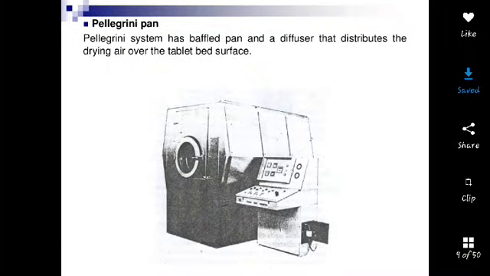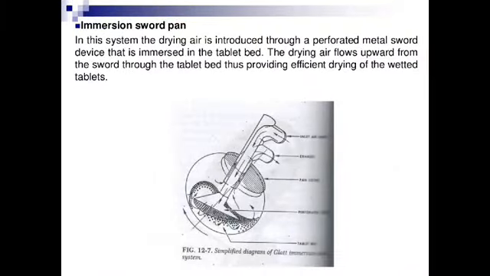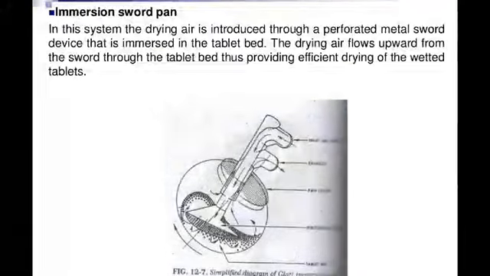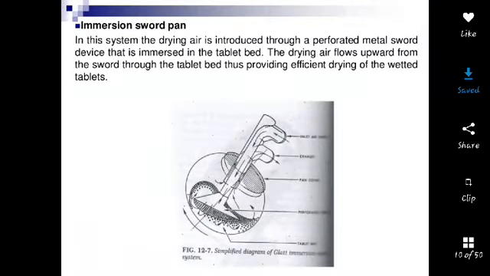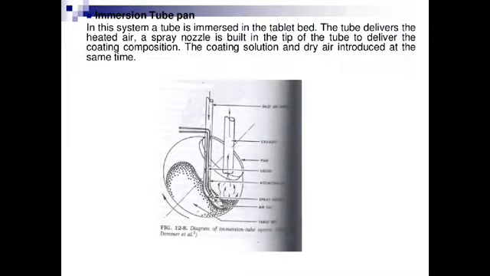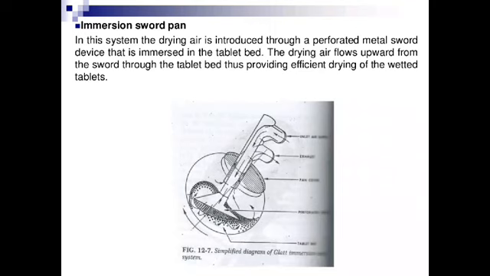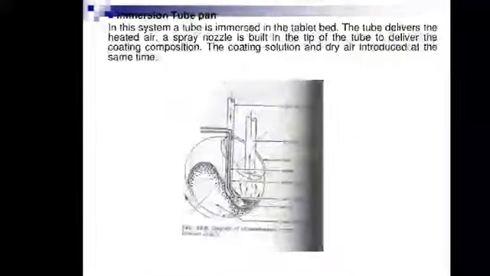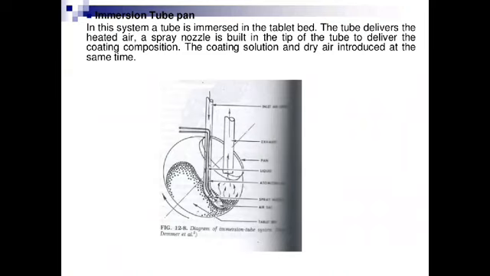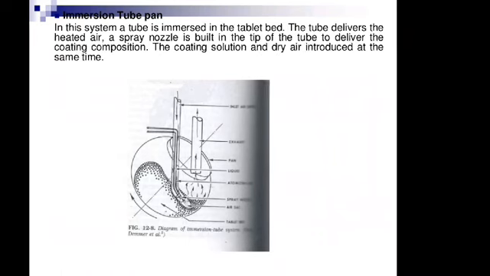Then this is an advanced method. You have immersion systems where the air and the sprayer are immersed in the pan itself. From the figure you can see, you have an immersion system, an immersion tube based and swab based system for the tablet bed. So the spray nozzle and heated air are also within the pan itself.